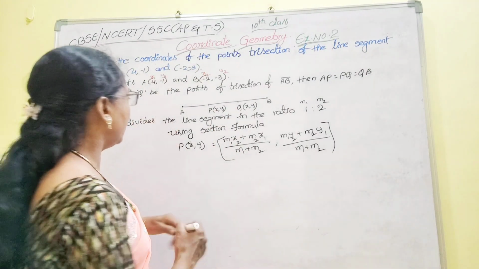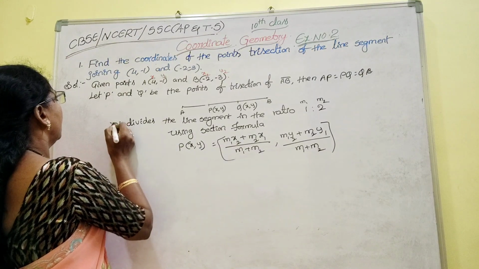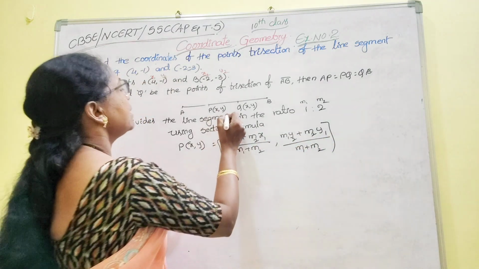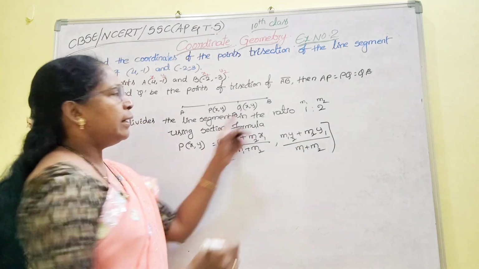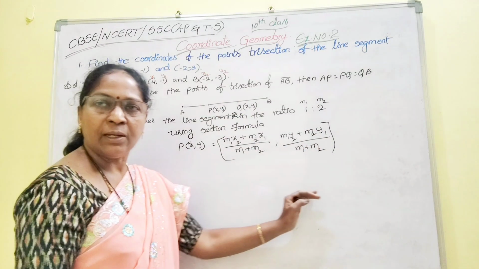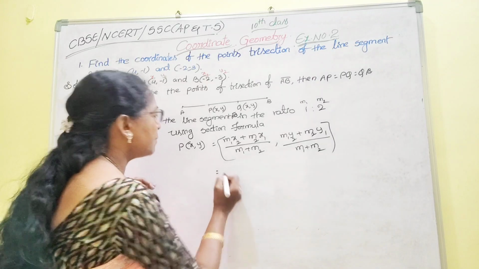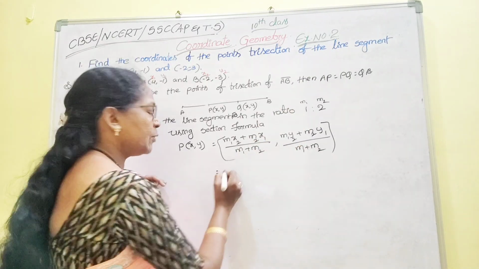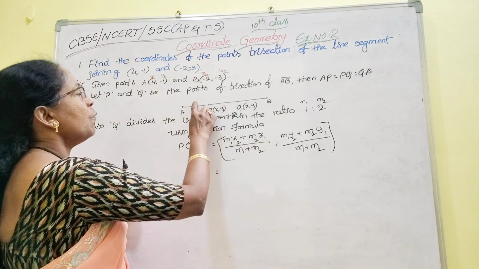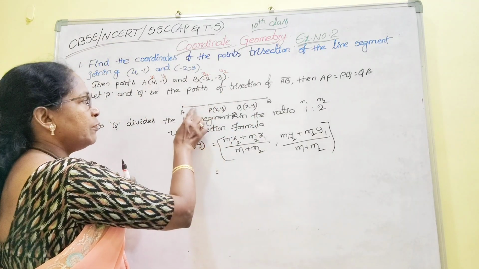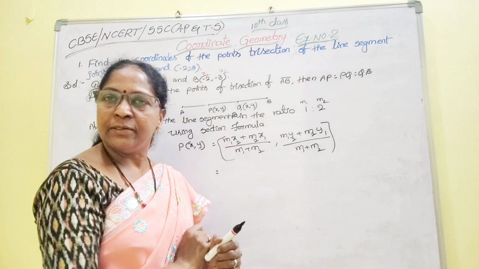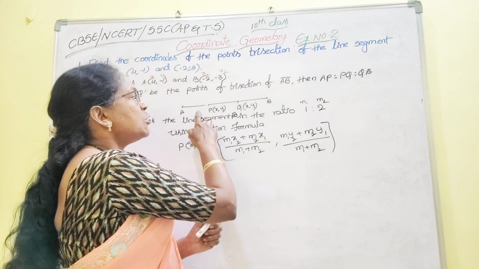Next, point Q. Q also divides the line segment AB bar. Using the same section formula, we can find the coordinates of point Q. Now here P divides the line segment in the ratio 1:2. Why? Because before point P there is only 1 part, and after P there are 2 parts. So P divides this line segment in the ratio 1:2.